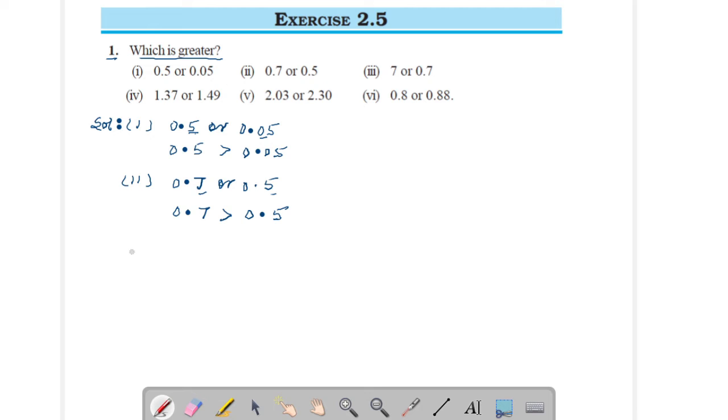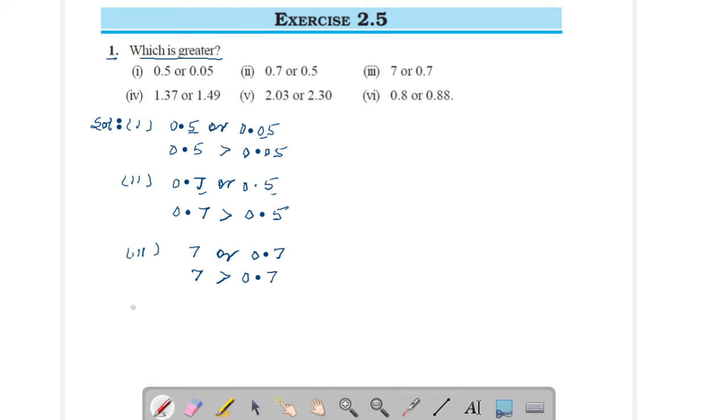Now come to third part. It is 7 or 0.7. Here say, here there is no decimal. It means this is ones place. Ones place is 7 and here ones place is 0. The 7 is greater than 0. So we can say that 7 is greater than 0.7.